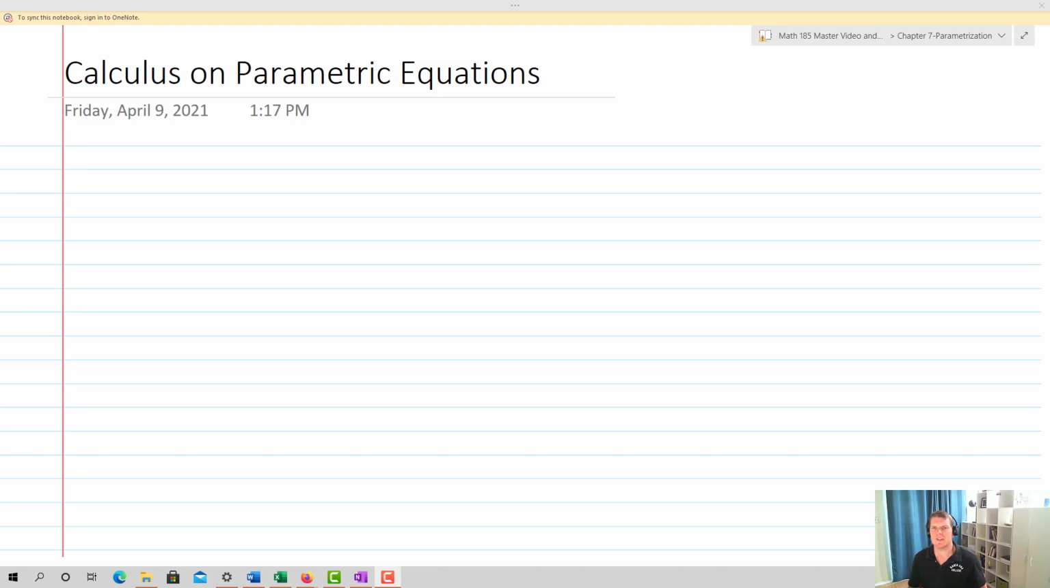So now that we've talked a bit about parametric equations and what parametric equations are, what we need to do now is look at the calculus on parametric equations. We need to look at how we translate the work that we've done in the rectangular coordinate system into the parametric equation system. So we're going to start with the derivatives of parametric equations.